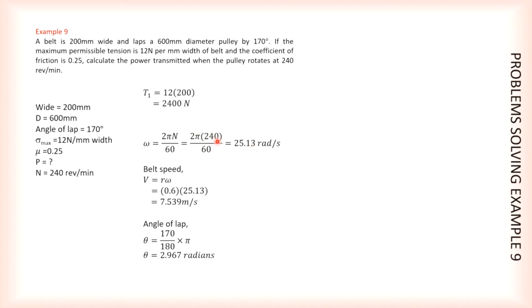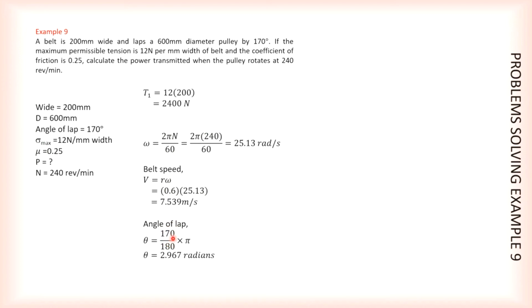Okay, so this speed, 25.13. By now, you should know how we got this. And the belt speed, V equals R omega, where the radius is 0.6 and the angular speed is 25.13. So the tangential speed is less than 10, so we must not take centrifugal tension into account, especially since this question's speed is less than 10.